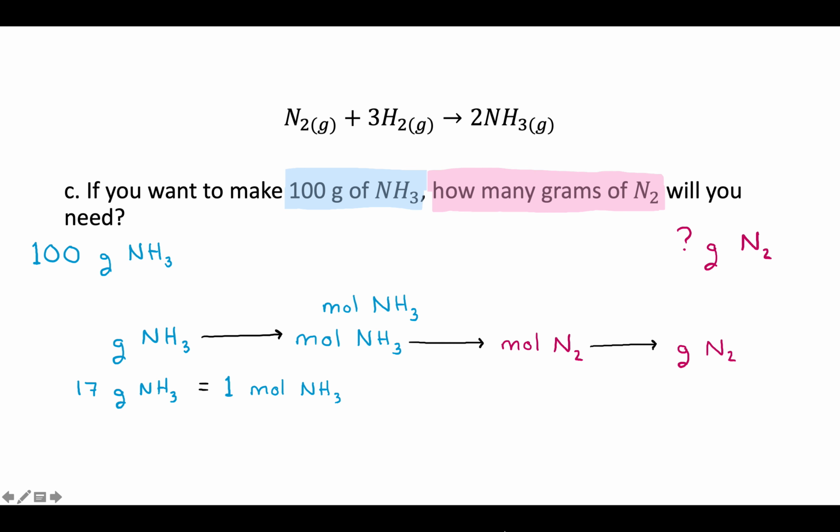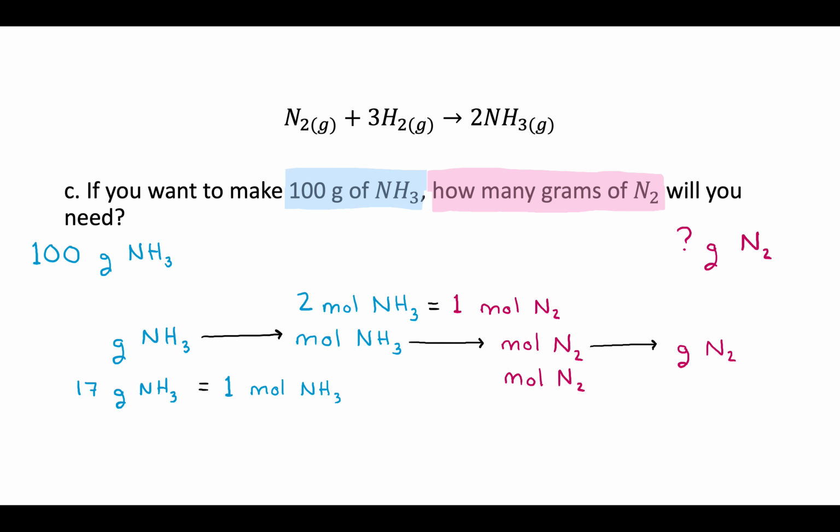Our second conversion factor, we need to know how moles of NH3 relate to moles of N2. And for this, we look at the coefficients in the balanced equation. What's the coefficient in front of NH3? It's 2. So we're going to write 2 moles of NH3. For every, what's the coefficient in front of N2? None is written there, but we do have the N2. That means it's just 1. So 1 mole of N2. So for every 2 moles of NH3, we would need 1 mole of N2. That's our second conversion factor.